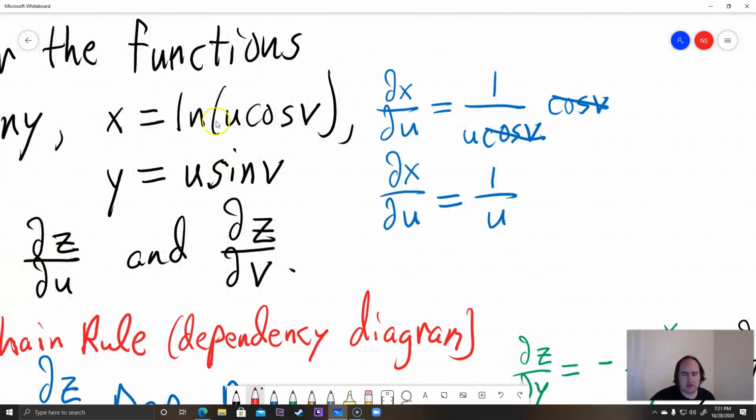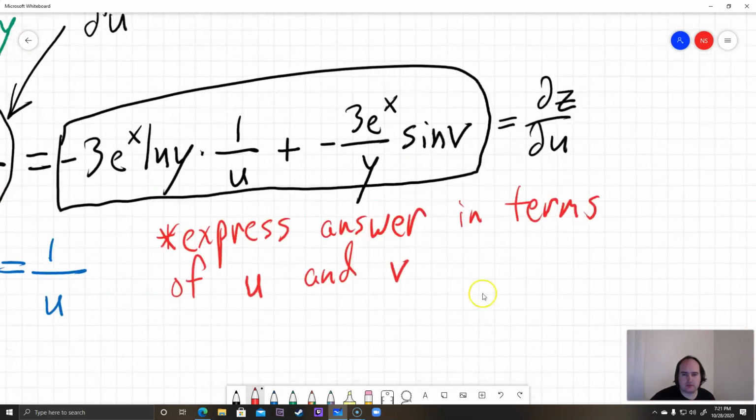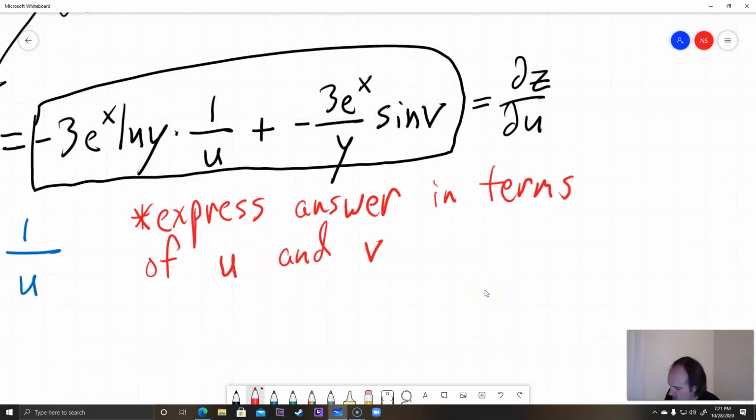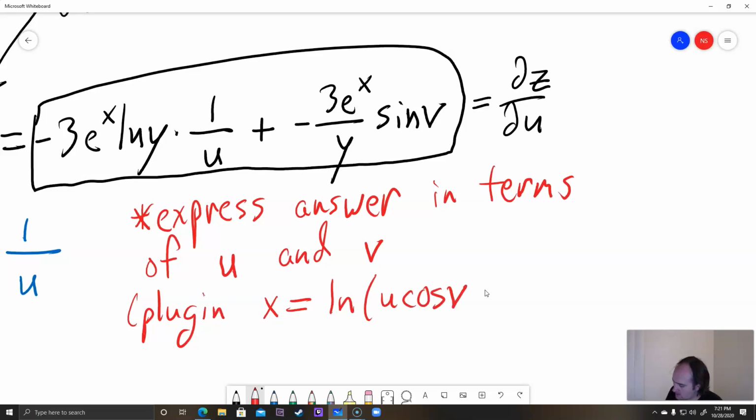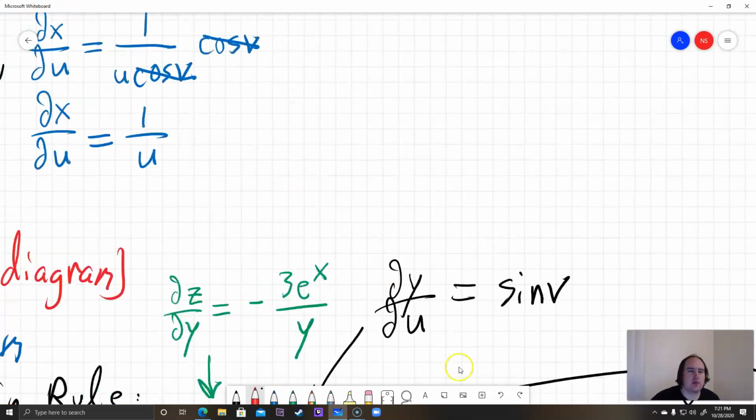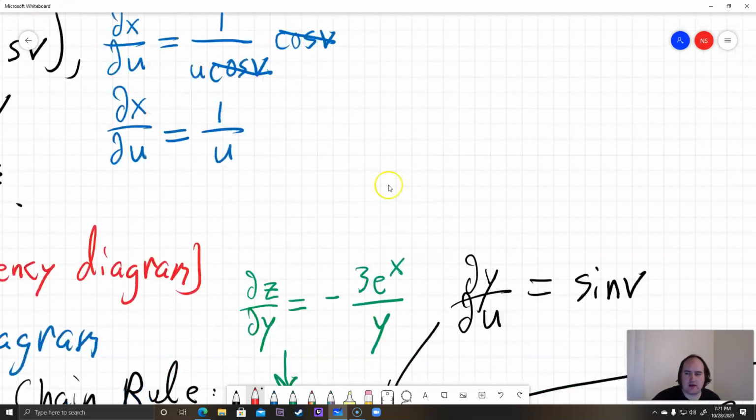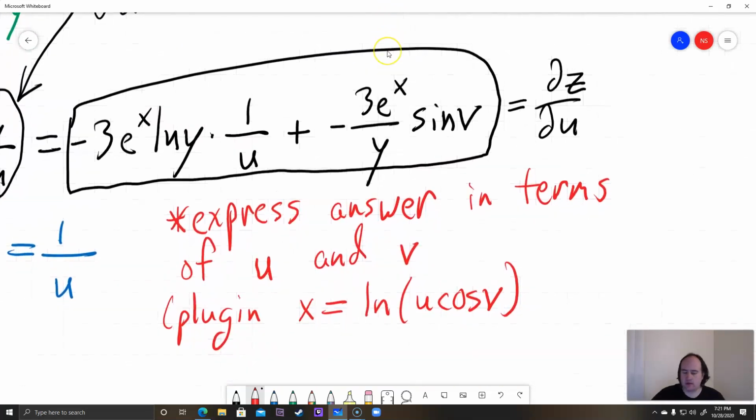We already know that x equals ln of u cosine of v, so we're going to plug in x equals ln of u cosine of v. And then we're going to be plugging in y was u sine of v, so we're going to plug in y equals u sine of v. That's why I'm only doing one example. It's ridiculously long.